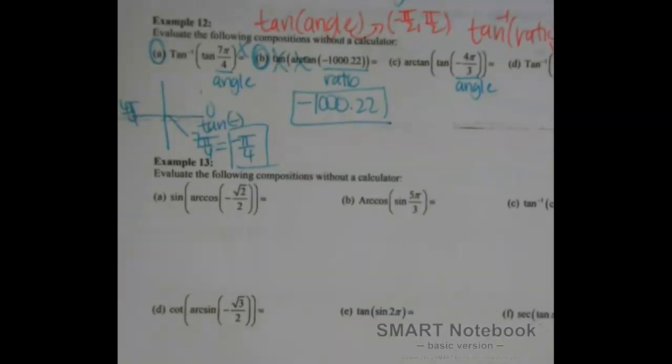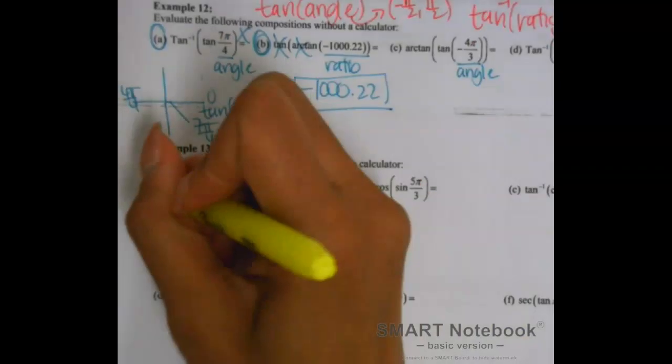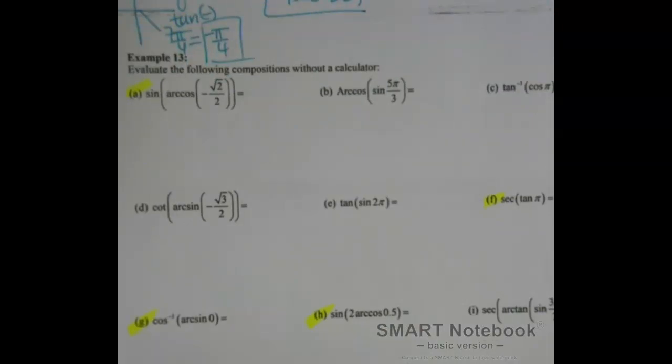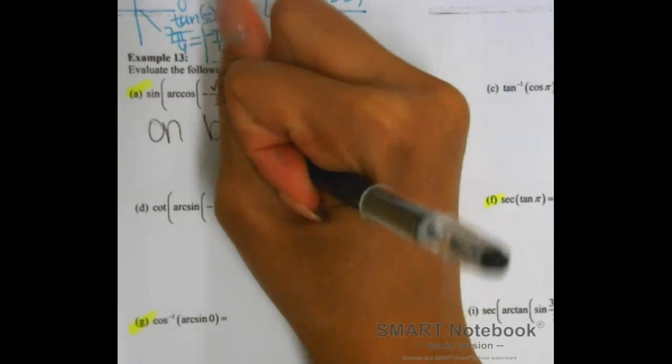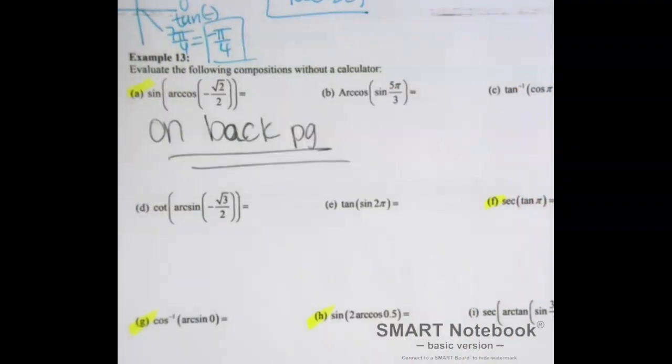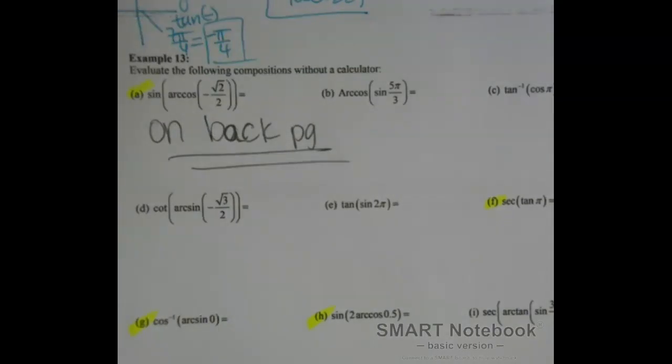For example 13, I'm not going to do all of these questions. I'm only going to do letter A, F, G, and H, but I'm going to do them on the back side of your page. So I'm going to make a note here so you guys don't act crazy. This is going to be on the back page. So I literally want you to flip this over, and we're going to do those highlighted yellow questions on the back side of this page. There's method to my madness, guys. This isn't for no reason.